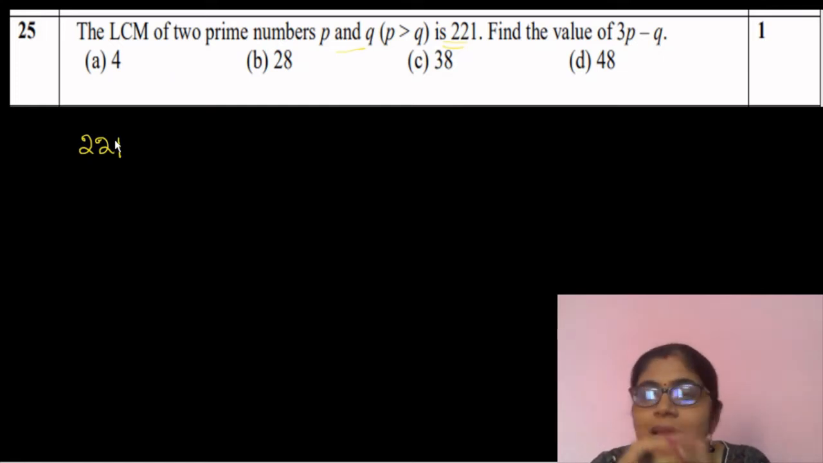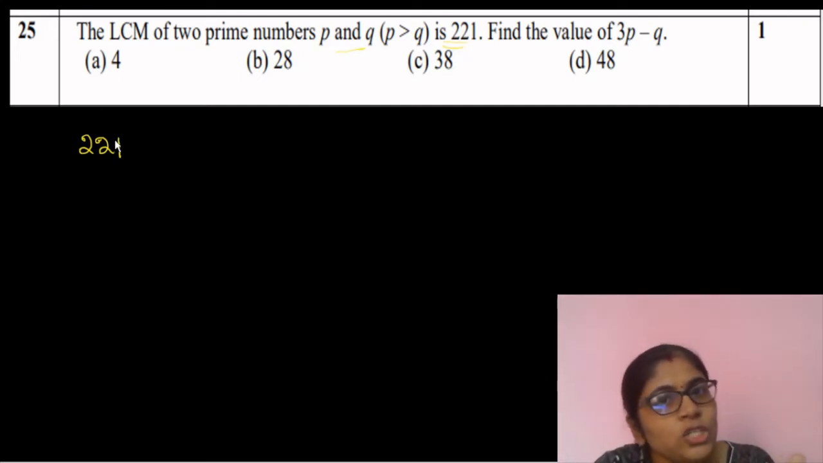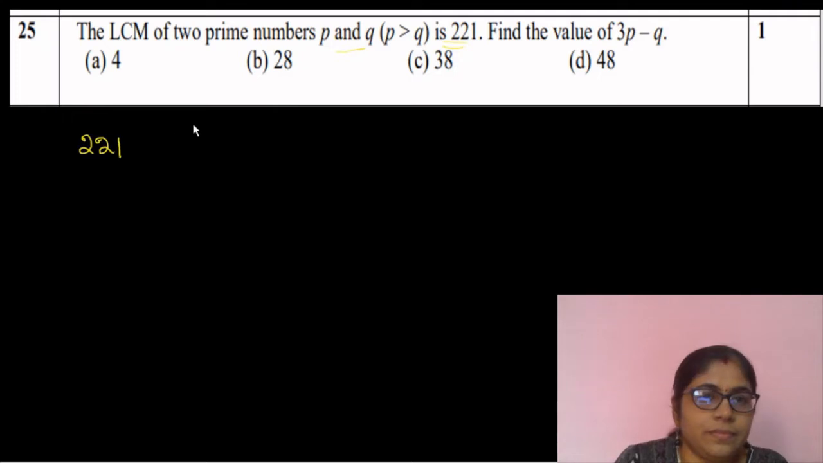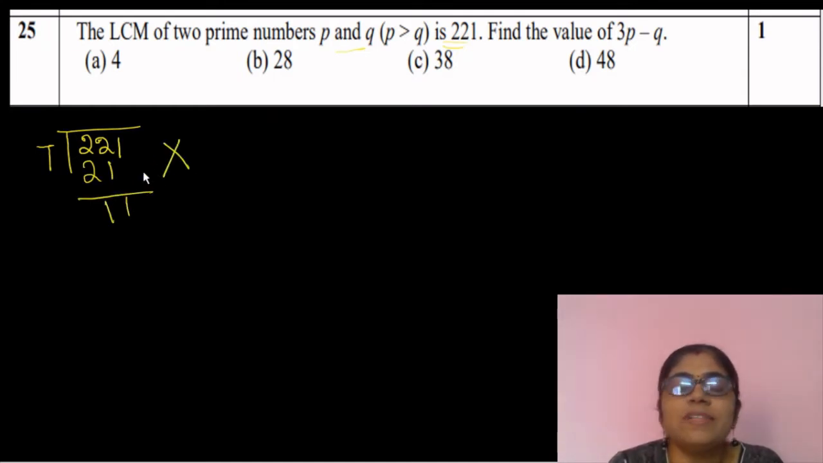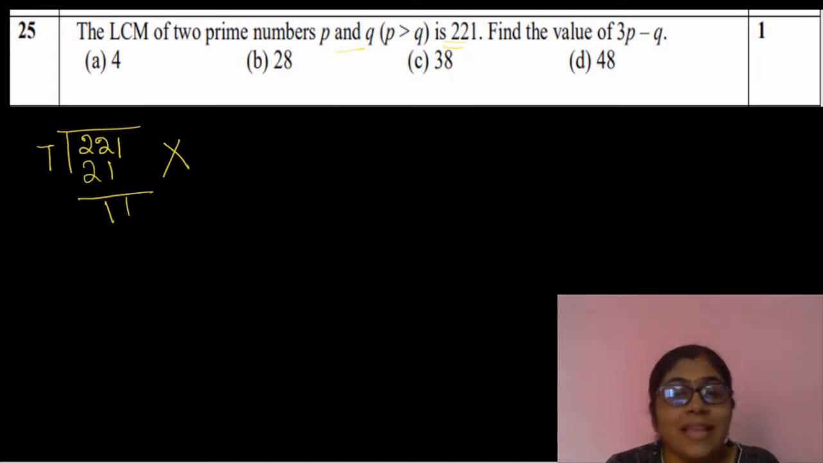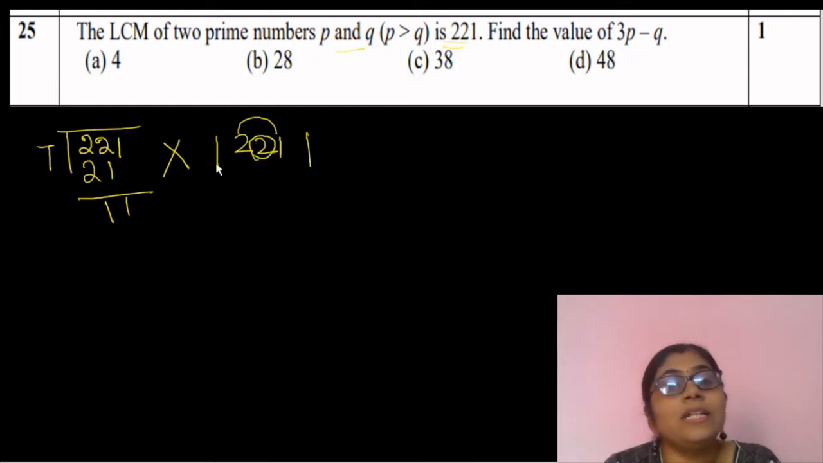So 221 is not divisible by 2. It is not divisible by 3. And it is not divisible by 5 also. So let's start from 7. If we divide this with 7, 21 and 11. So it is not divisible by 7 also. Then the next prime number is 11. So 221 is not divisible by 11 also, because 2 plus 1 is not equal to 2.